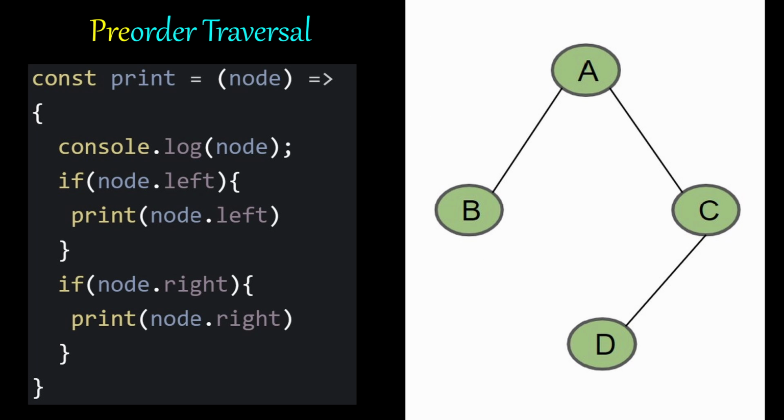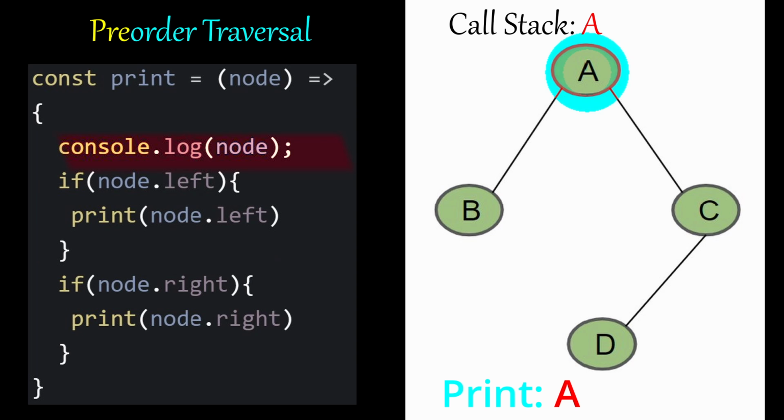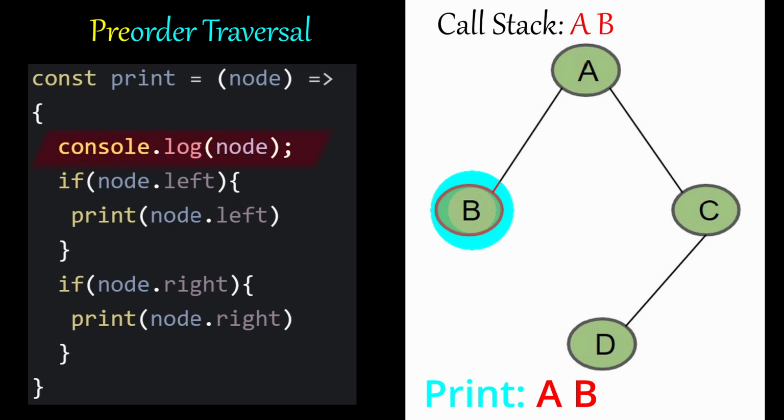Back to business. So, for the pre-order traversal, the function starts with the root node, which is node A. So we print node A and call the function on the left child if it exists. The left child exists and it is node B. So we print node B, call the function on the left child of node B if it exists.